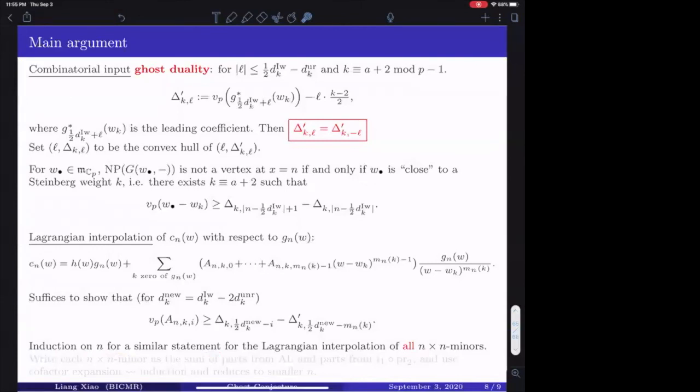This is for all the c_n. So it's a sum of all n by n principal minors. So I run this for all the n by n principal minors. But when I do induction, I have to do it for all n by n minors. This is somehow a very scary thing to do, but somehow this turns out to be the correct thing to do.